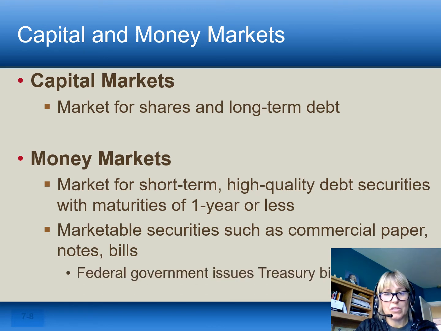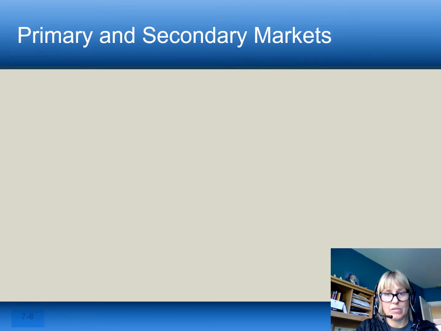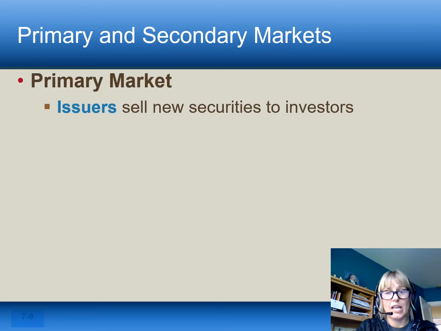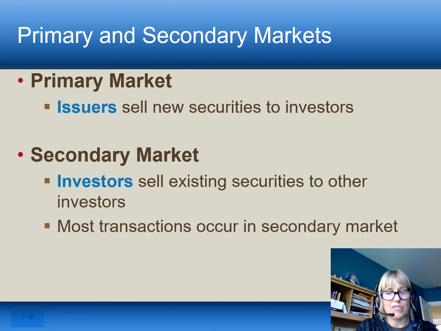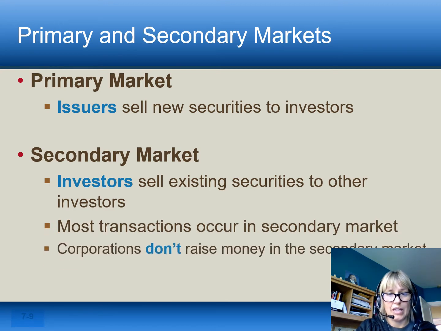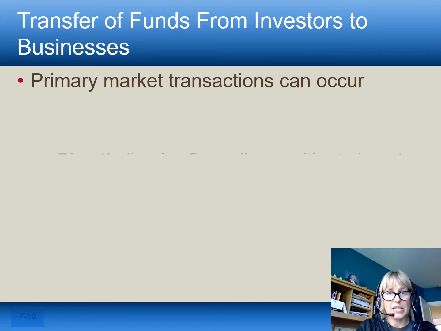Commercial paper, notes, bills, good. We've covered that, and T-bills. So some of this stuff you've already covered because this chapter again is out of sequence, and in chapter 7 you covered a lot of this information. We've covered primary and secondary as well, and you're well familiar from that.